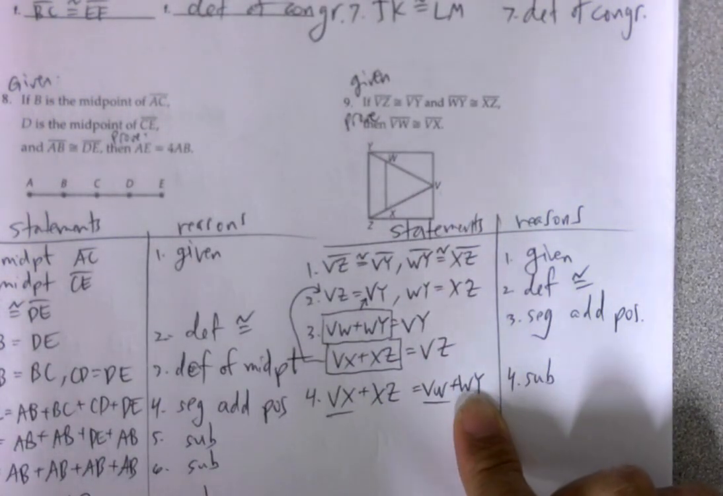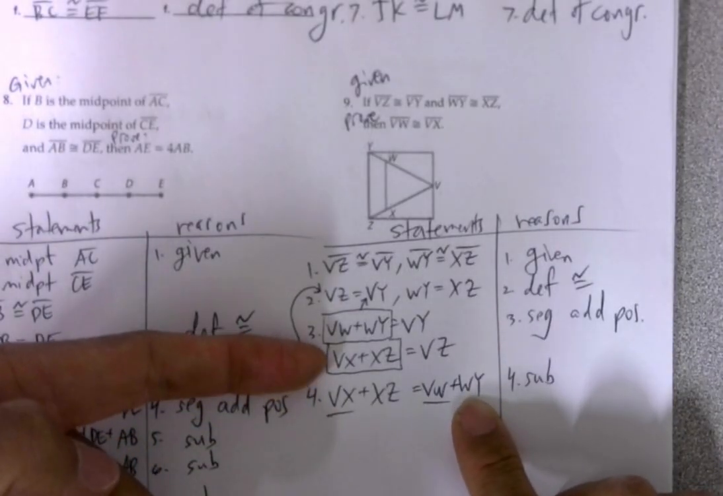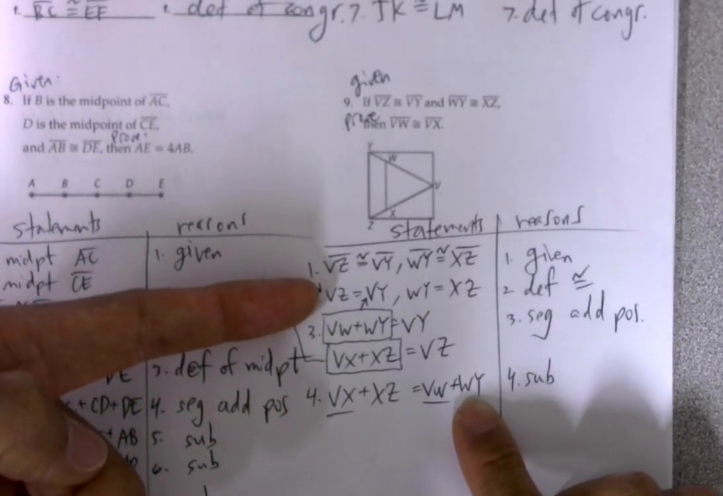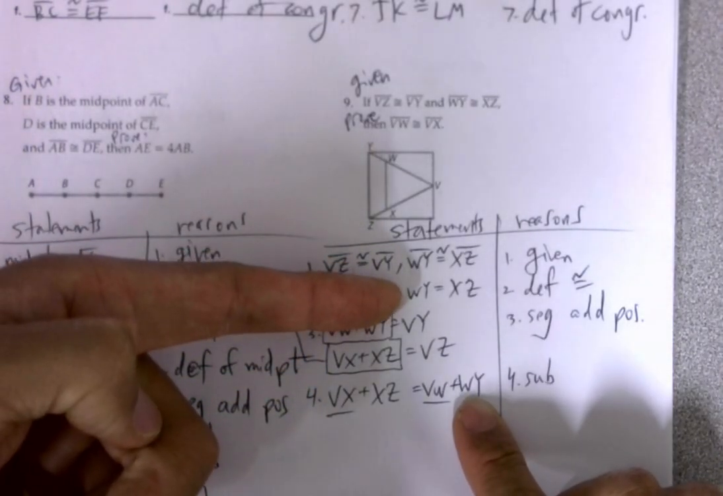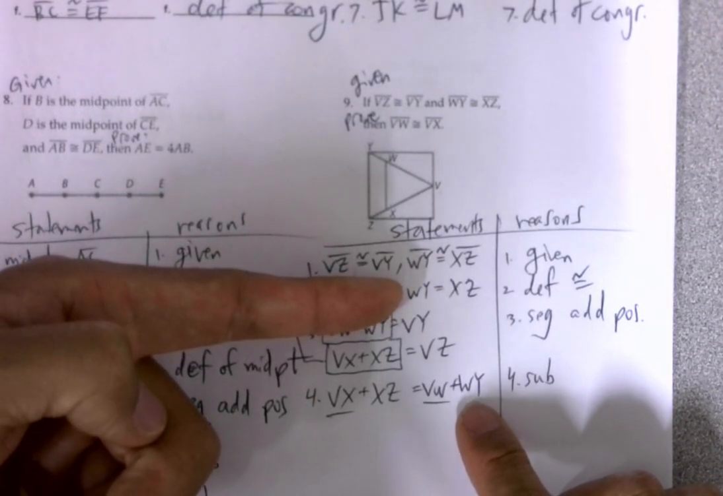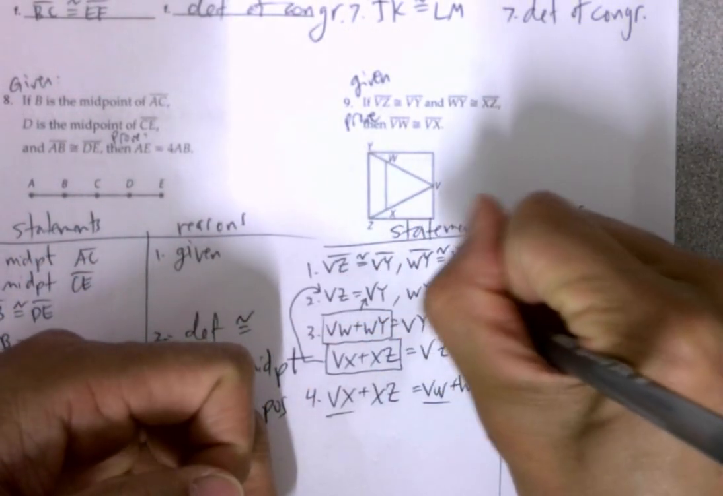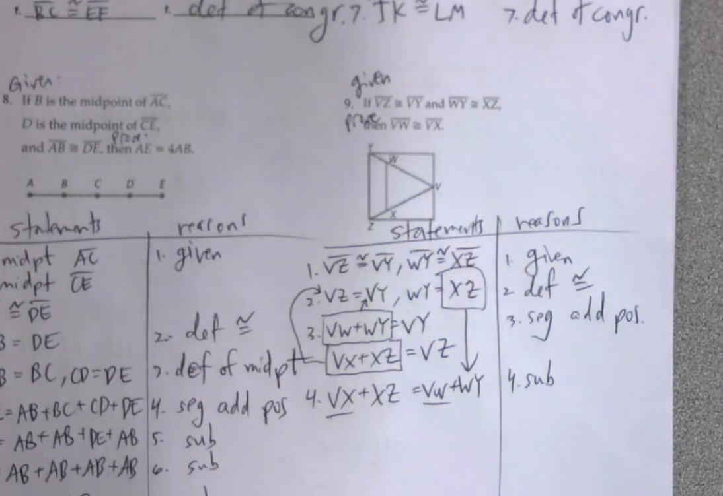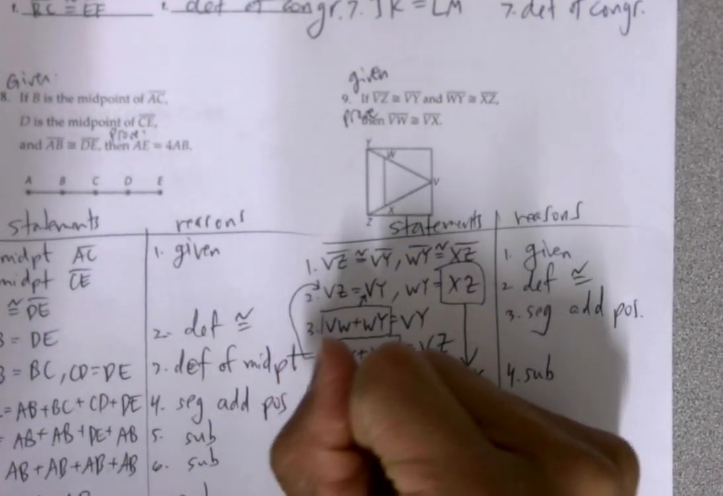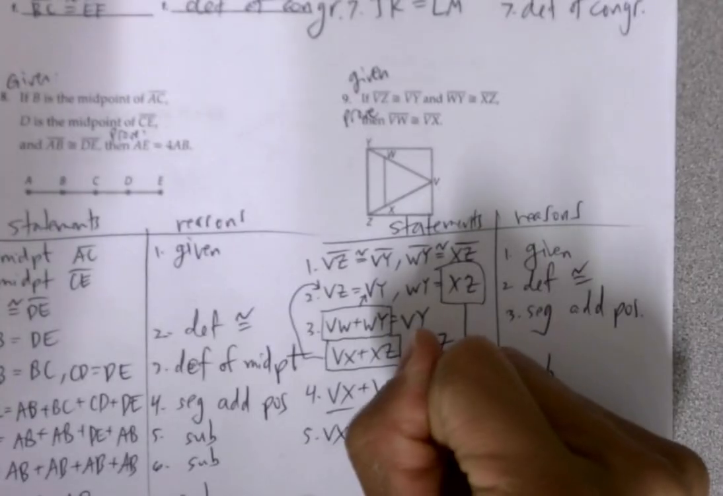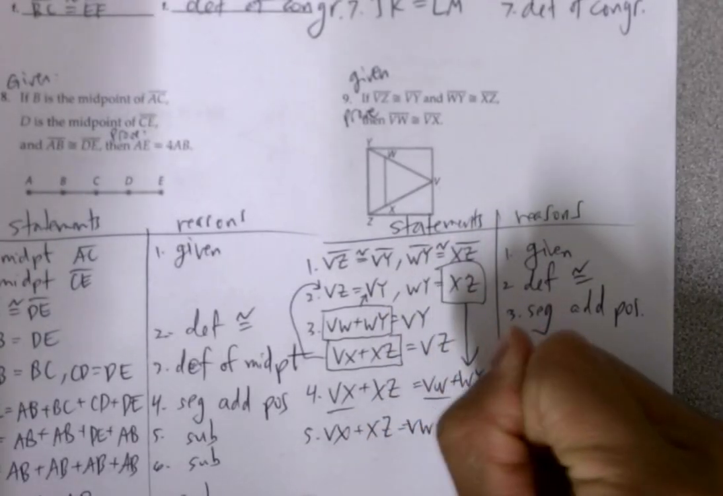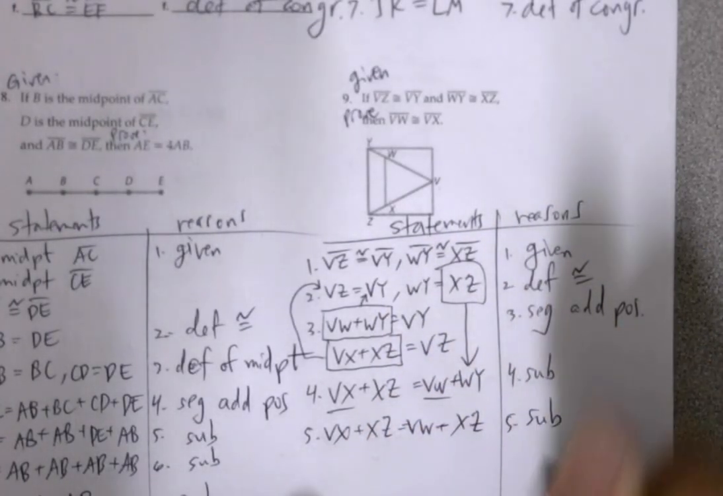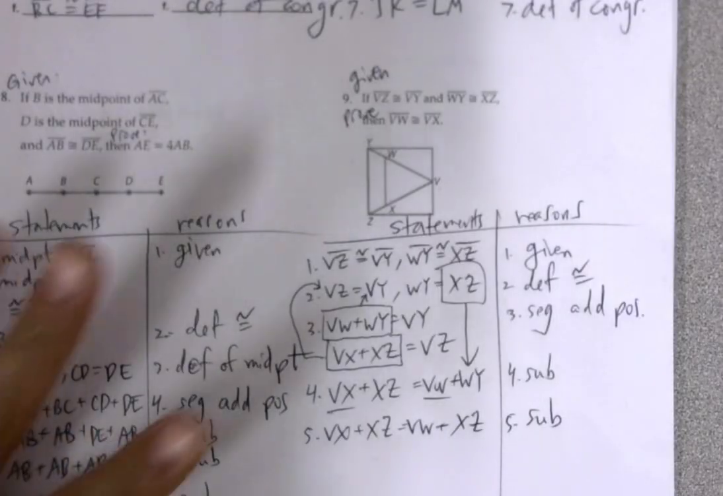Do I have that? Does this equation say that? No. Does this equation say that? No. Does this equation say that? No. Does this one say that? Yes, it does. WY equals XZ. So I could take this XZ and put it right in there for WY. Okay? That's what I'm going to do. 5: VX plus XZ is equal to VW plus XZ. Substitution. Now I want the XZ's to go away.